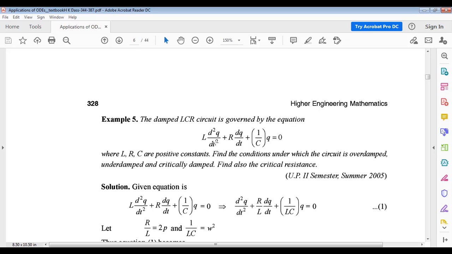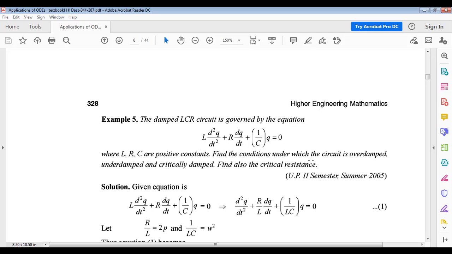This is a second order differential equation because the highest differential coefficient is what? Second derivative. So this is a second order differential equation. And q is the dependent variable here and t is the independent variable. Remember it. Q is the amount of charge. Where L, R, C are positive constants.